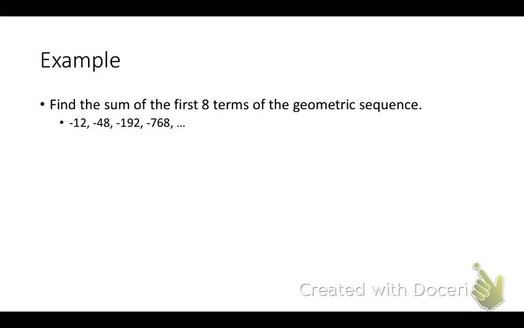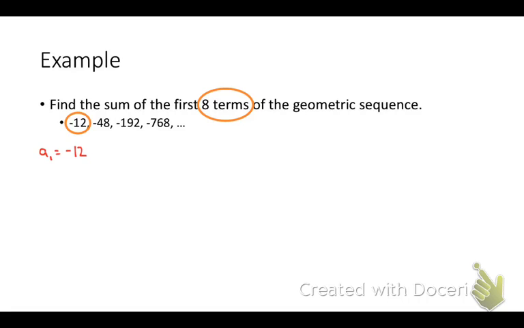So again, I need 2 things essentially. I guess 3 if I need to know how many terms I'm dealing with. I know that I'm dealing with 8 terms. What is the first term? Negative 12. How did we know that? Well, we looked at the list.